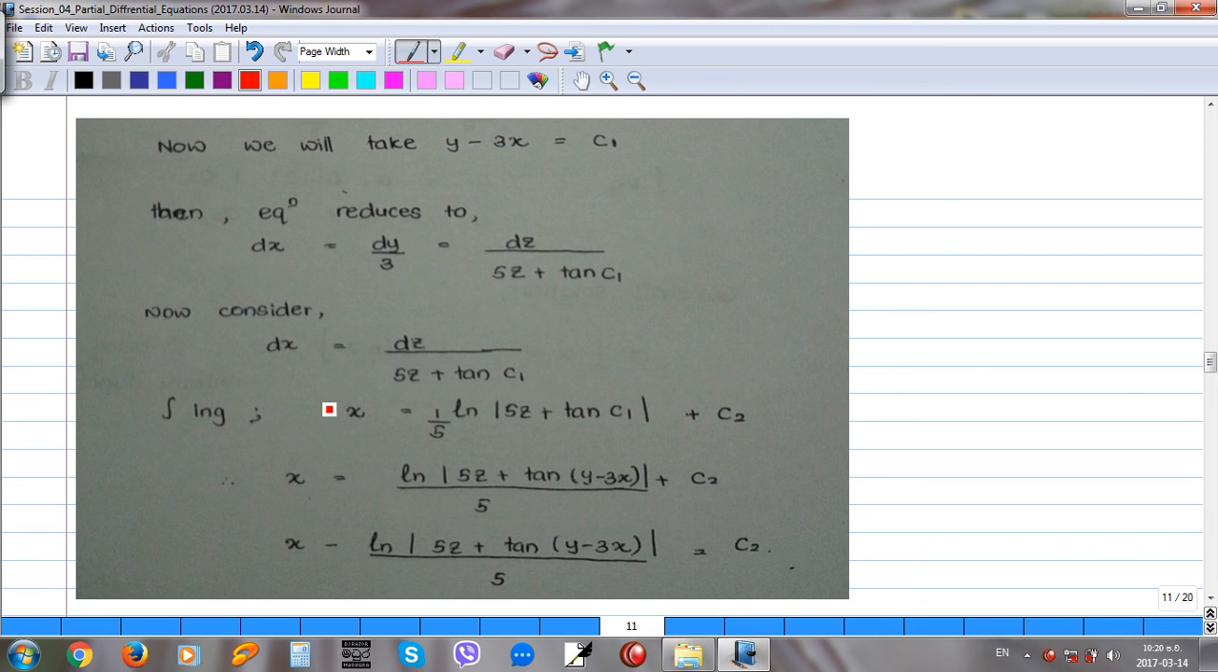So then we can integrate this part. For integrating this, first we can put 1 over 5 there and multiply this by 5, then the differentiation of this part is in there, so we can write this as ln. Then if we integrate this one, x equals 1 over 5 ln(5z plus tan c1) plus c2, where c2 is an arbitrary constant. So then instead of c1 we can substitute this part, then you can find what c2 is.